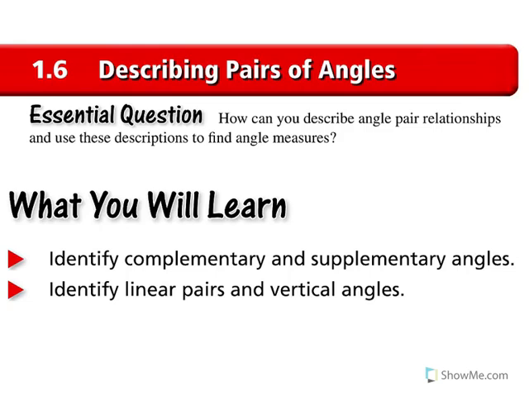In this video, we're going to be covering 1.6, describing pairs of angles. Last chapter, we looked at different types of angles. We had acute angles, obtuse, straight. But this one, we'll start to talk about them together, pairs of angles. We'll be looking at complementary and supplementary angles, and then we'll also be looking at some new vocabulary of linear pairs and vertical angles.